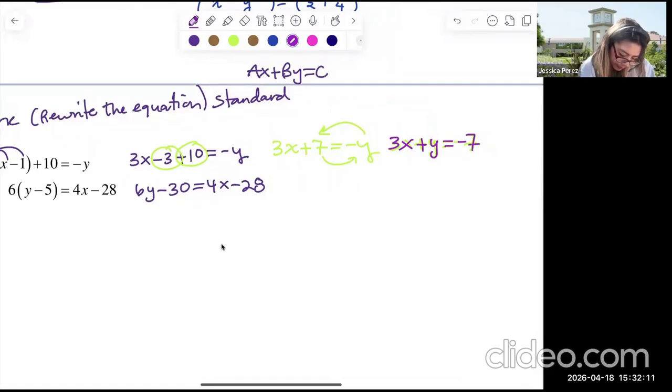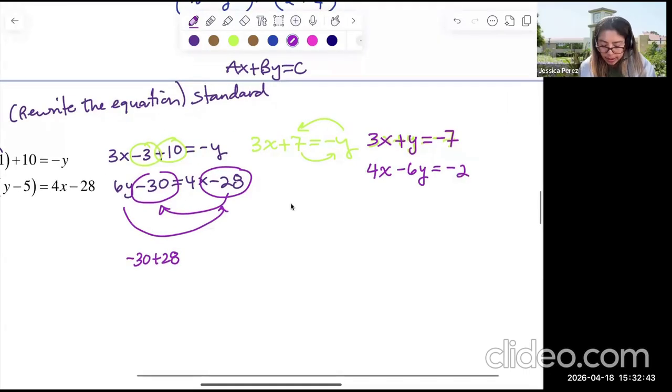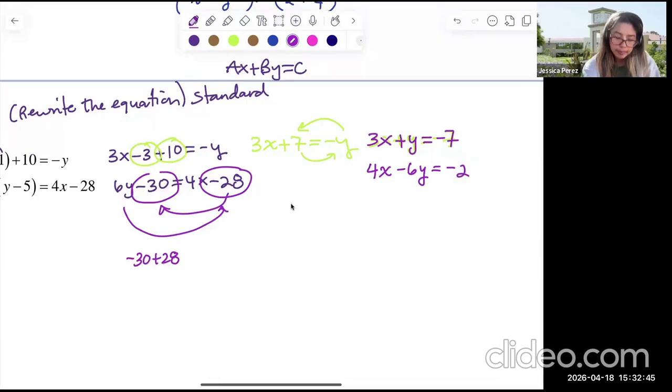And then over here, I'm going to change the 28. So I have a negative 30 and a negative 28. It doesn't really matter which one I move. I can move the 28 over here and the 6 over here. This becomes 4x minus 6y is equal to negative 28. So if I have negative 30 plus 28, that's a negative 2. So then I have 4x minus 6y equal negative 2.